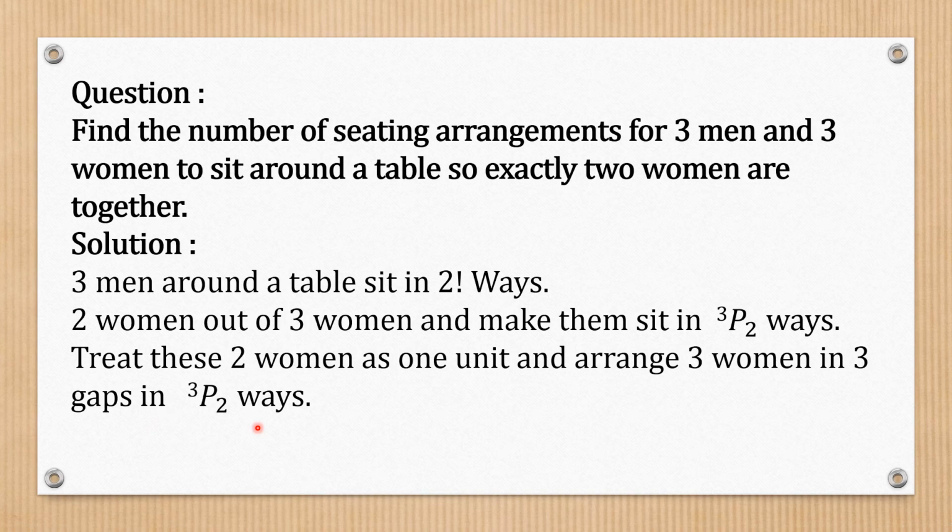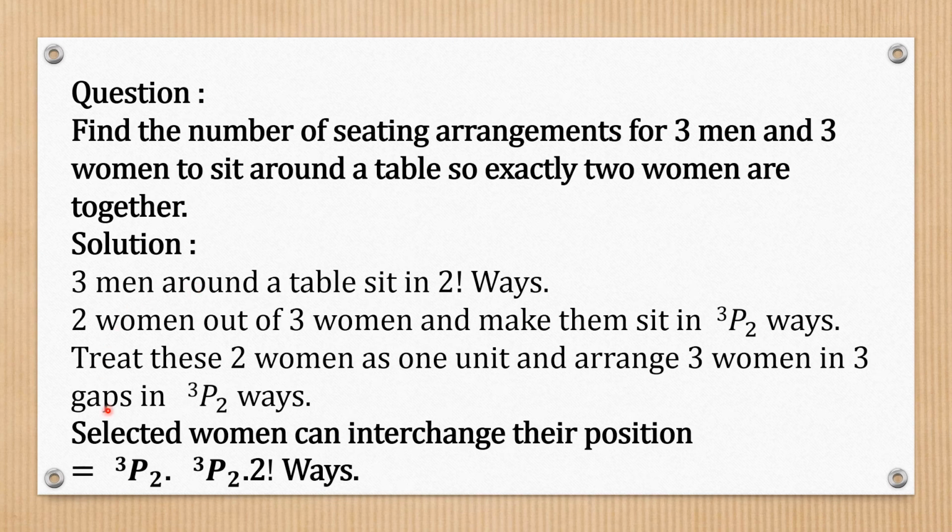Okay. So whenever we have 2 women always together or 2 books always together, we have to consider that as 1 unit. Therefore, the selected women can interchange their positions and we can write it as 3P2 into 3P2 into 2 factorial ways. Okay. So like this, we have to solve the examples.